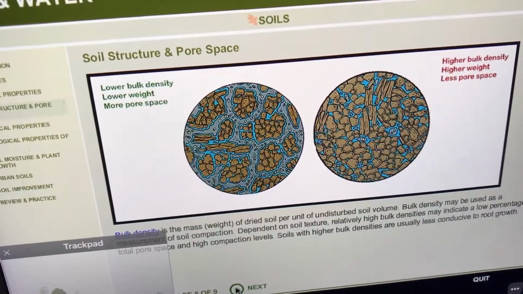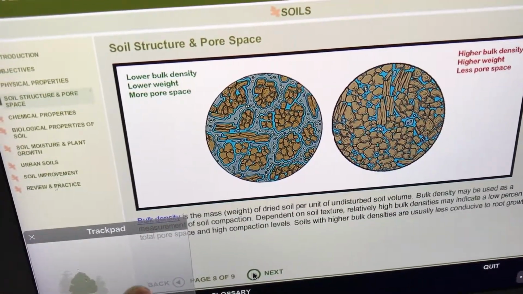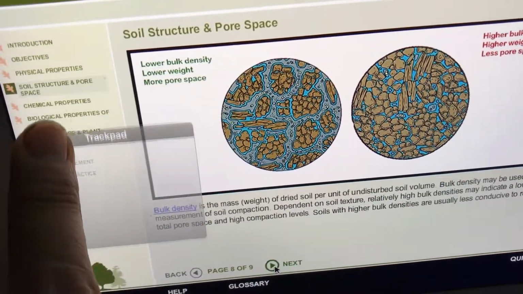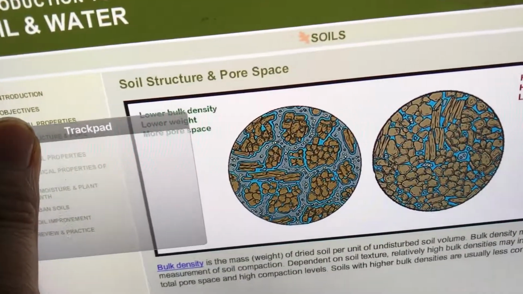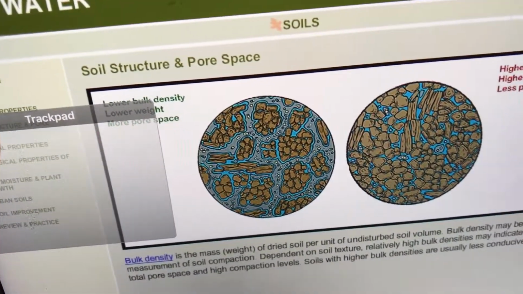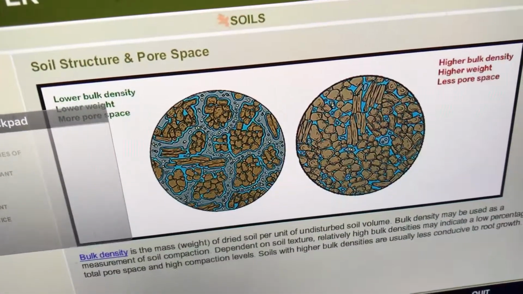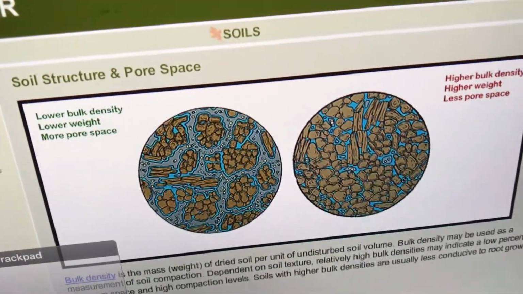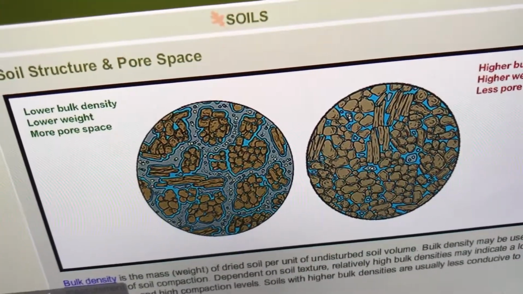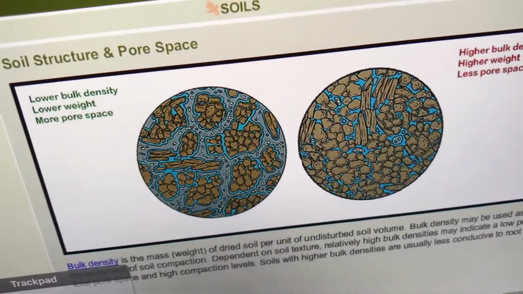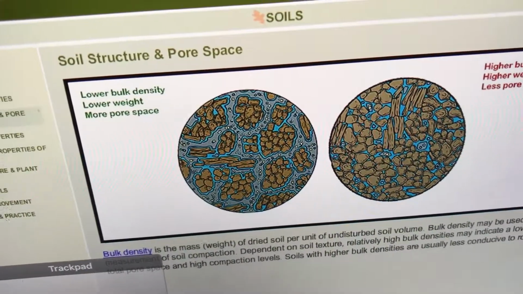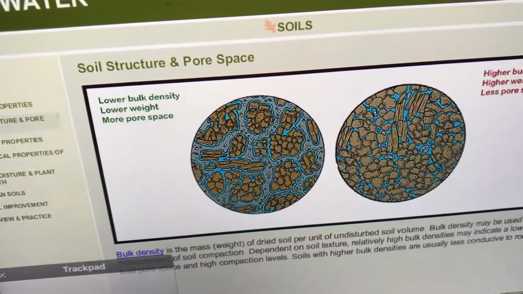Bulk density is the mass, weight, of dried soil per unit of undisturbed soil volume. Bulk density may be used as a measurement of soil compaction. Dependent on soil texture, relatively high bulk densities may indicate a low percentage of total pore space and high compaction levels. Soils with higher bulk densities are usually less conducive to root growth.